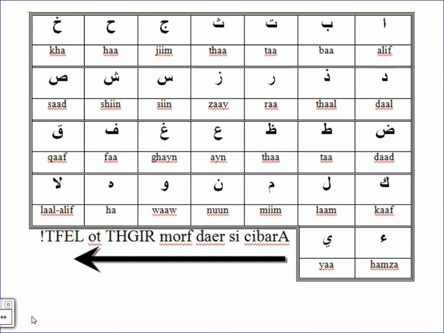Repeat after me. Aleph. Ba. Ta. Tha. Jim. Ha. Kha. Dal. Dhal. Ra. Zai. Sin. Shin. Sad. Now some of these, since I don't speak Arabic, I don't know the real difference between them. For example, when we get down to this one, it's not going to be that much of a difference for you. Dad, dad, ta, za, ein, ghein, fa, kaf.